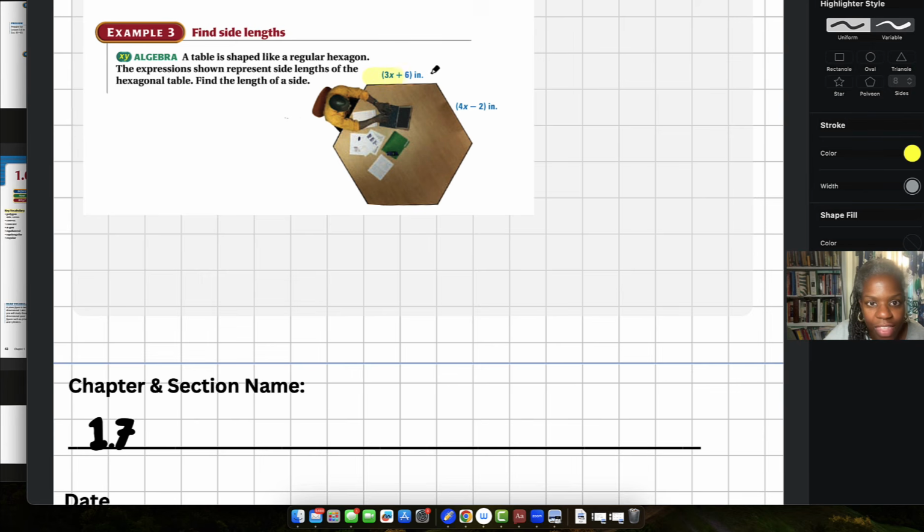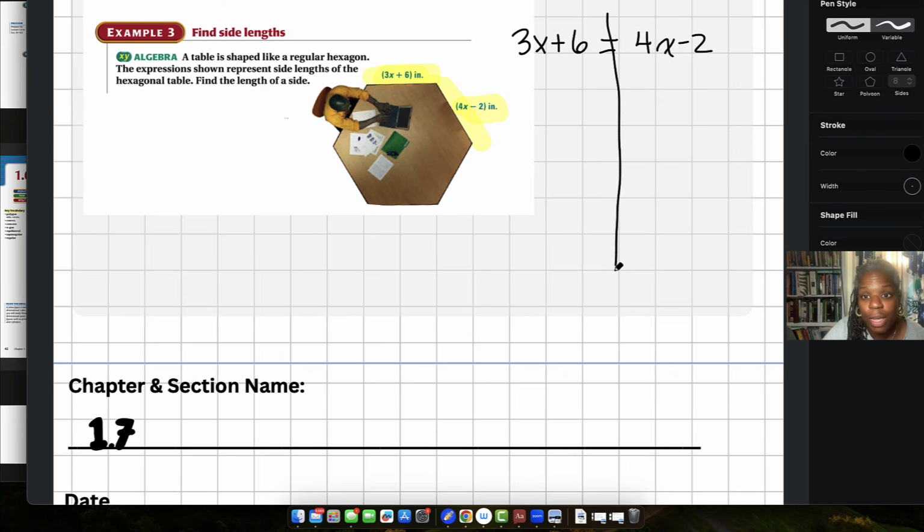So we are given that this side and this side, they're congruent. And this represents the length of this side, and this represents the length of that side. We know how to deal with this. We know that this is a situation where these two expressions must equal one another. Therefore, 3x + 6 = 4x - 2. We're going to solve the equation like we know how to do.